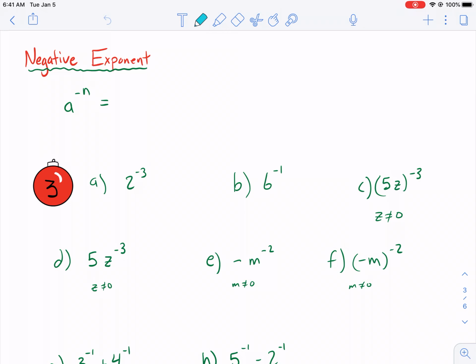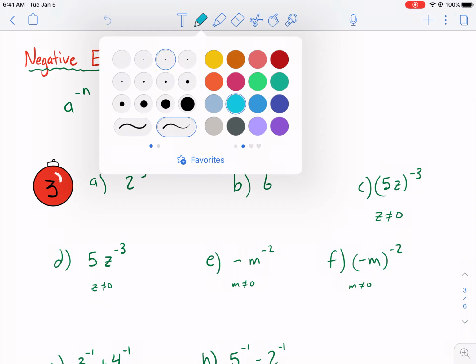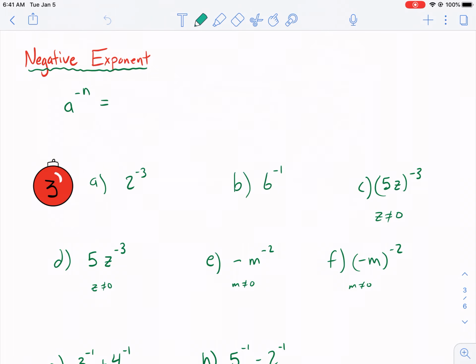We are doing negative exponents today, so get ready. This is kind of the tricky part for exponents for a lot of people. They kind of lose it a little bit when they talk about negative exponents, but I'm here to tell you it's not as bad as you might think.